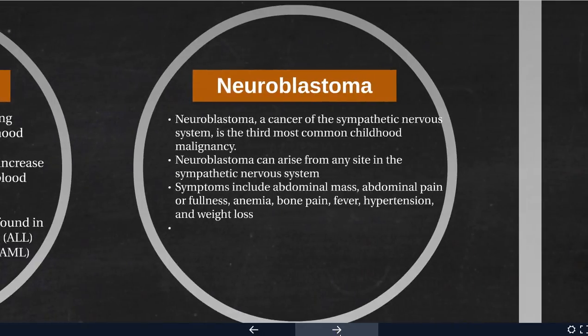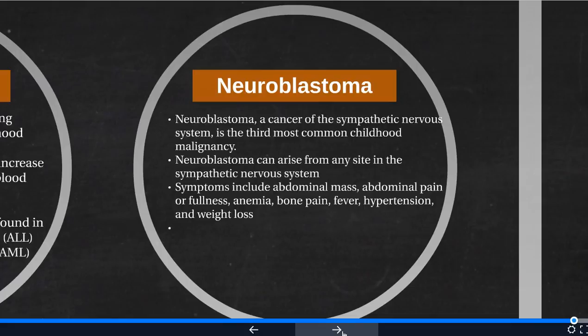And lastly here, neuroblastoma is a cancer of the sympathetic nervous system. It's the third most common childhood malignancy. Neuroblastoma can arise from any site in the sympathetic nervous system. The symptoms include abdominal masses, abdominal pain, fullness, anemia, bone pain, fever, hypertension, and weight loss.